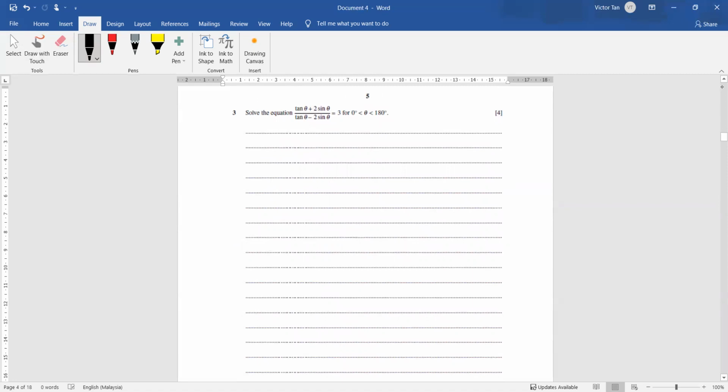Question 3, trigonometrical equation. Solve the equation. You're going to multiply both sides by tangent theta minus 2 sine theta. So on the left side of this equation is still tangent theta plus 2 sine theta. On the right side, it is 3 times tangent theta minus 2 sine theta. So 3 tangent theta minus 6 sine theta. Okay, so you have 8 sine theta equals to 2 tangent theta.